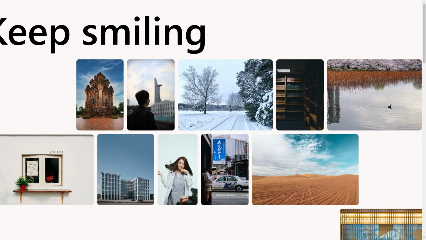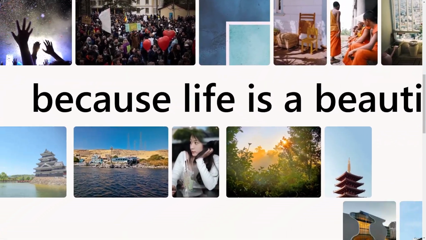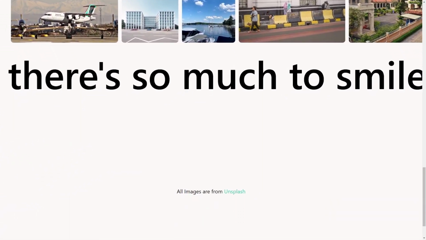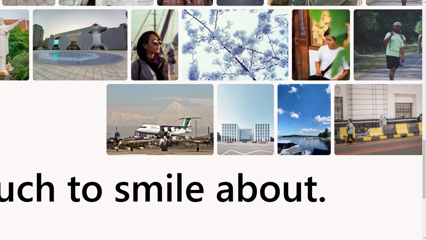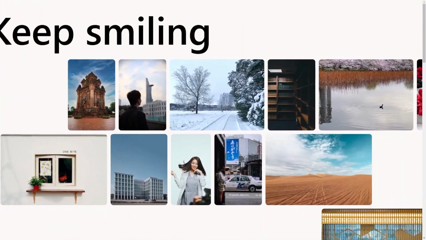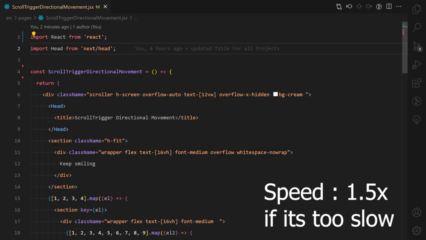So in today's video, we are going to create a horizontal scroll animation based on the scroll. Similarly, if I scroll up, they'll move in the opposite direction. And to achieve this, we are going to use ScrollTrigger from GSAP. So let's see how we can achieve this. As usual, our main focus is GSAP and ScrollTrigger.